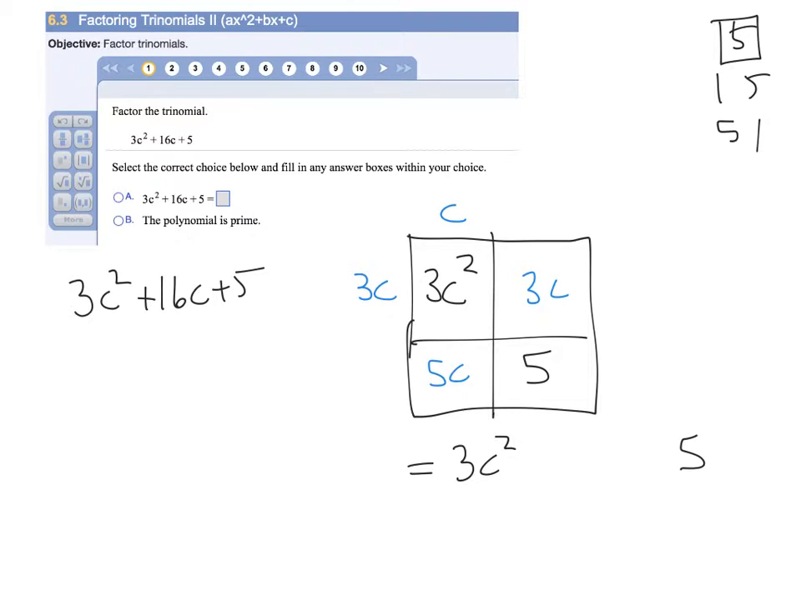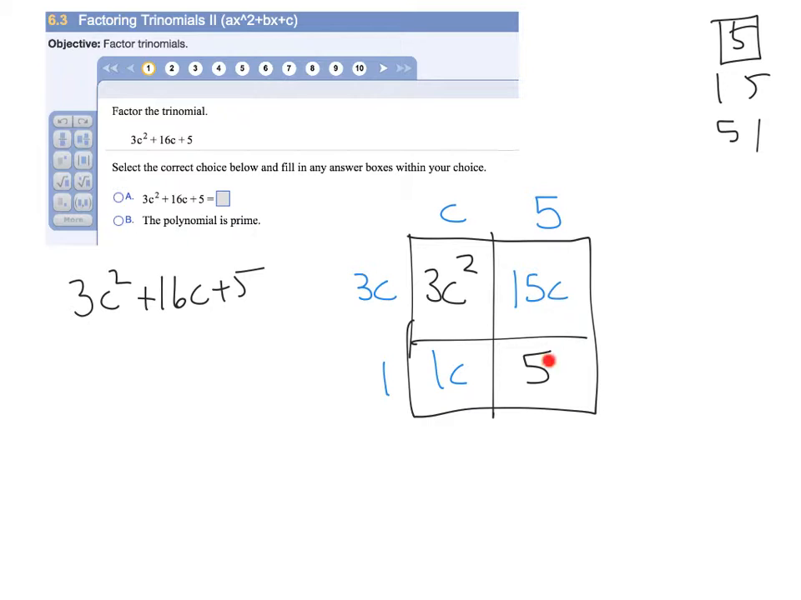And so I'm going to delete my choices, and we're going to try the other way, which is now I'm going to try the 5 here and the 1 there. So I'm kind of swapping. I had the 5 down here. Now we're going to try it here. So let's continue, and we work through it. So this is 15c, because 3c times 5 is 15c, and then down here we've got 1c.